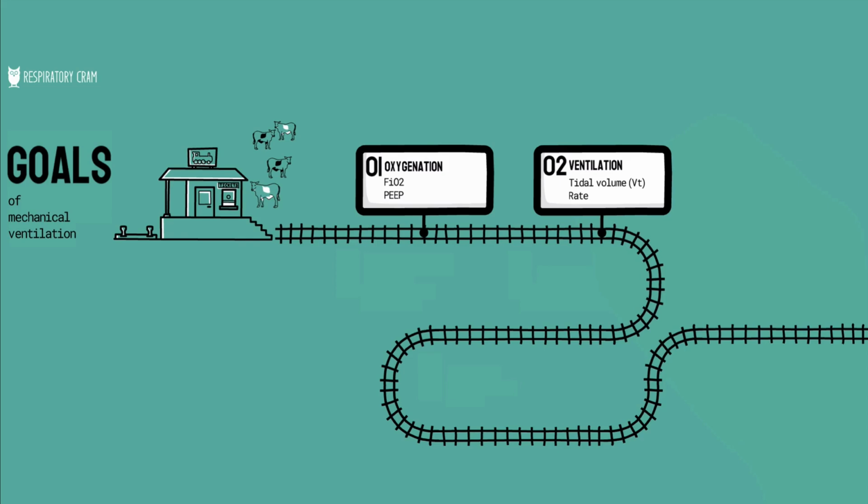The other one that we use is the mandatory rate to control ventilation, and that's simply the amount of breaths that the machine is going to deliver to the patient per minute. So those two things, mandatory rate and either tidal volume or inspiratory pressure, are going to control ventilation.